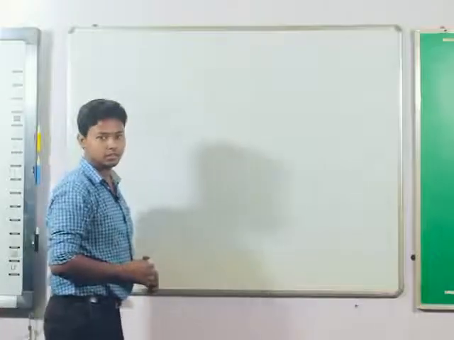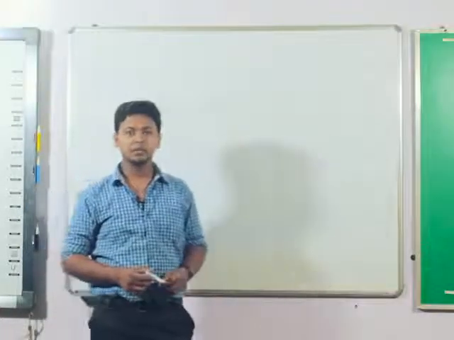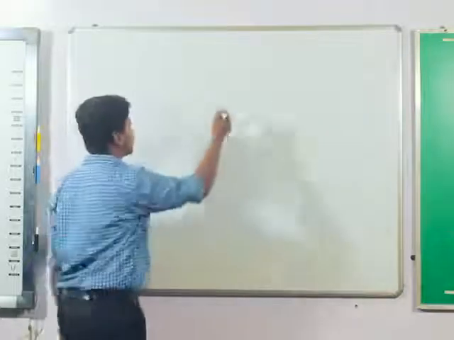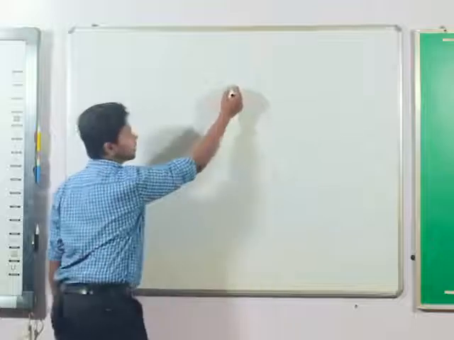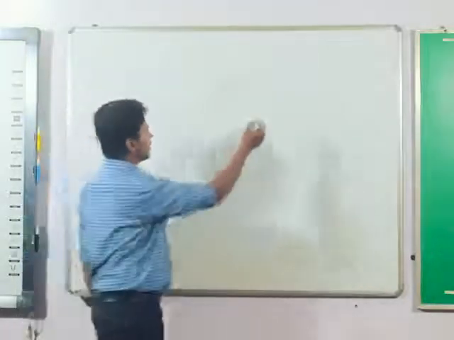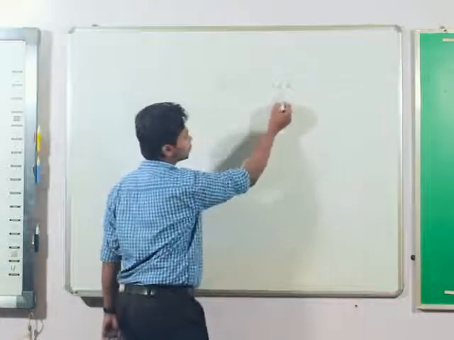First, we define the complex number. What is a complex number? A complex number is an ordered pair of real numbers, that is (a, b), where a belongs to R and b belongs to R.